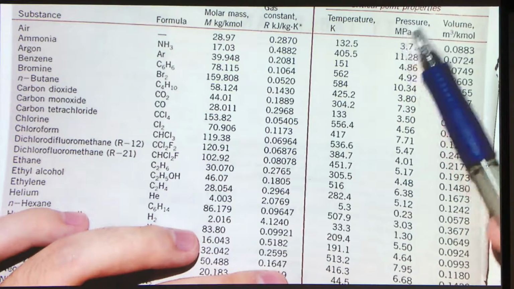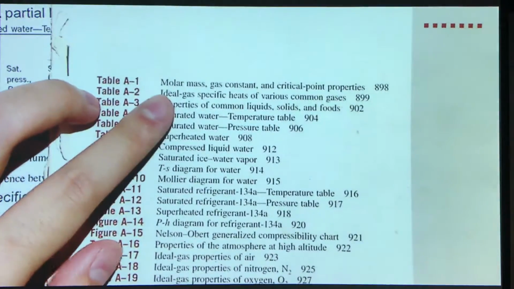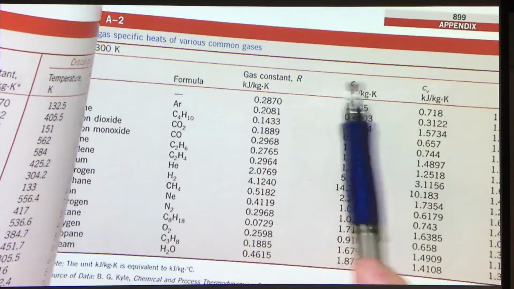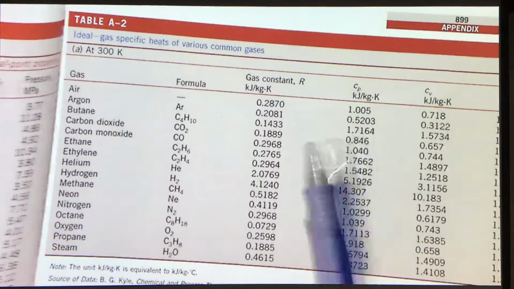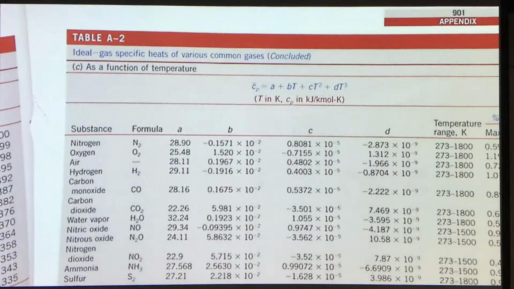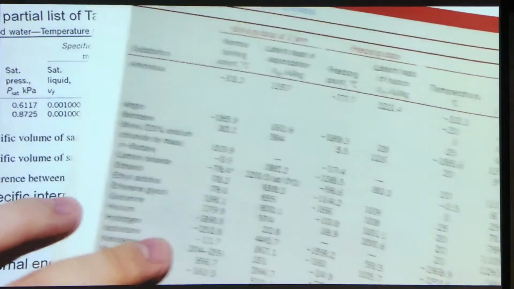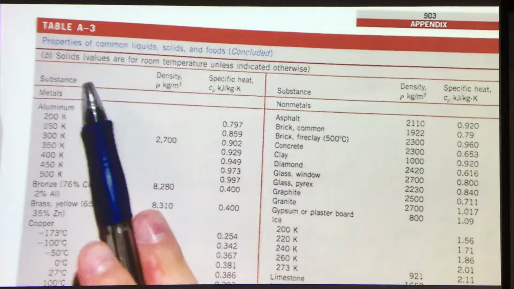And table A2 is called the ideal gas specific heat. I will introduce the Cp, Cv in chapter 4, so no need to bother about this value now. Let's go to table A3. It is less frequently used. It's the properties of common liquids, solids, and fluids. Some of them are for solids, a bunch of solids here.